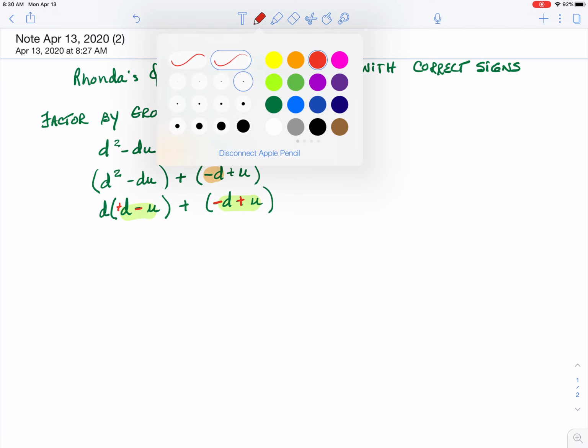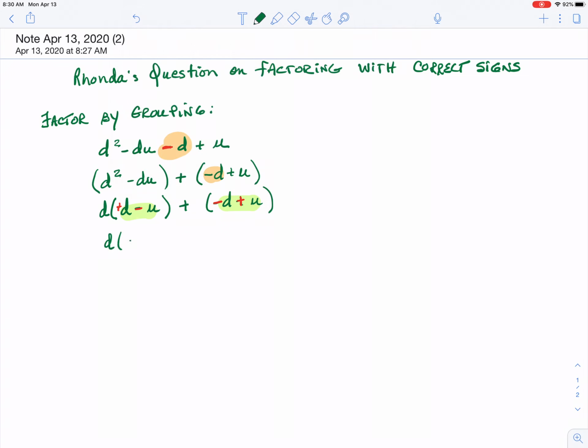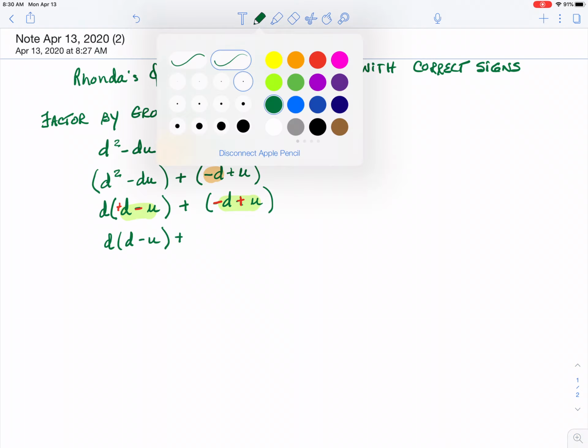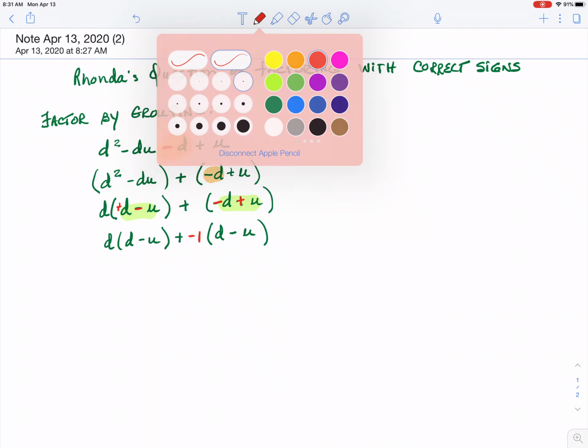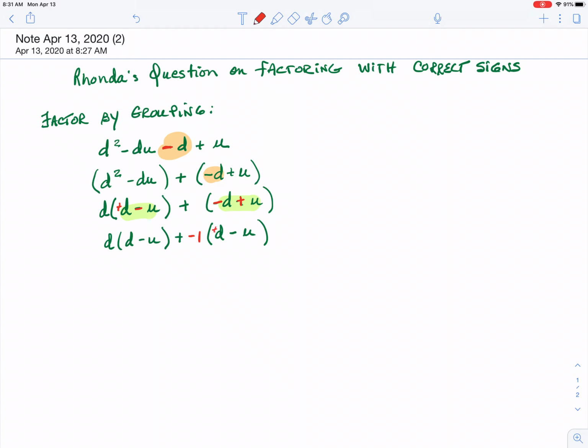So what I'm going to do on the next step is factor out from the second parentheses a negative 1, which leaves a positive D minus U. You see how both of those signs reverse? So what was a negative D becomes a positive D, and what was a positive U becomes a negative U. Notice that if I still multiply back in here with that negative 1, it takes me back where I was on the previous line. So all I've done is just change the way it's written down.